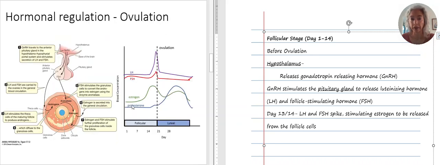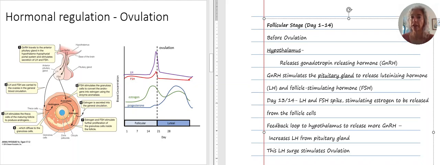And then we look at this graph here. We have pretty low levels or steady levels of estrogen and progesterone. Luteinizing hormone and follicle stimulating hormone are being released. And then right before ovulation, you see a spike in those, and that is going to stimulate estrogen from being released from the follicle cells.